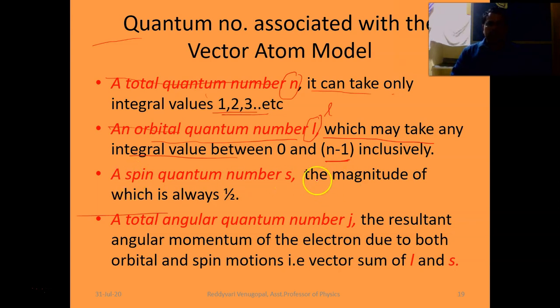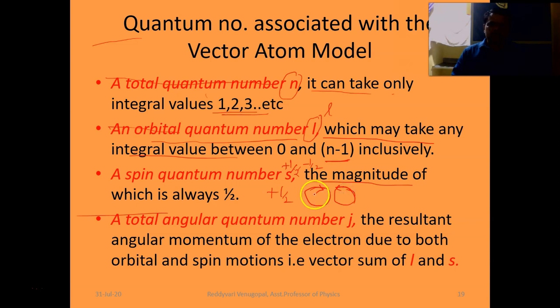The spin quantum number explains the spinning of the electron, but it can have only two values. One is plus 1/2 and the other one is minus 1/2. Plus 1/2 is for the clockwise rotation of the electron. Like this, if you suppose an electron is moving around the orbit, it can move in this way or it can move in this way. That means this is anti-clockwise rotation.